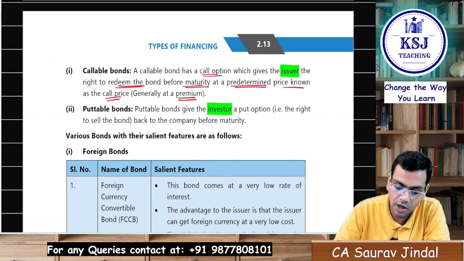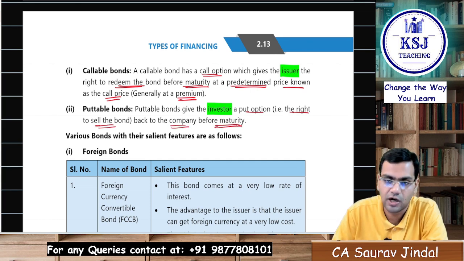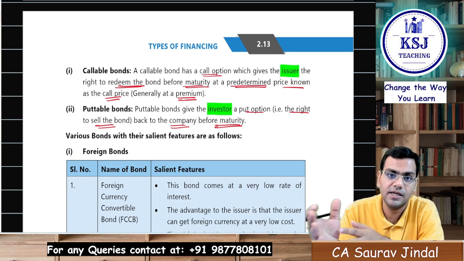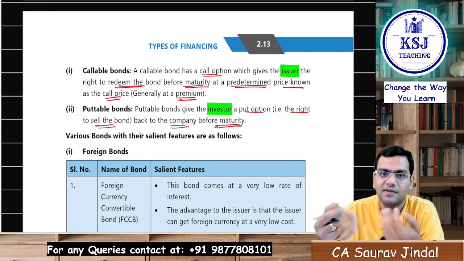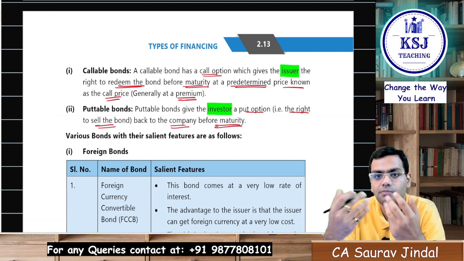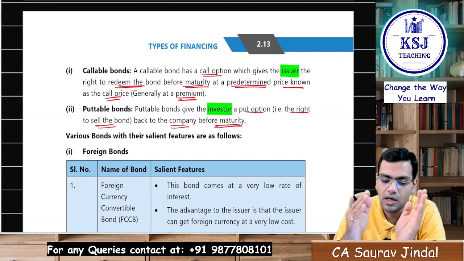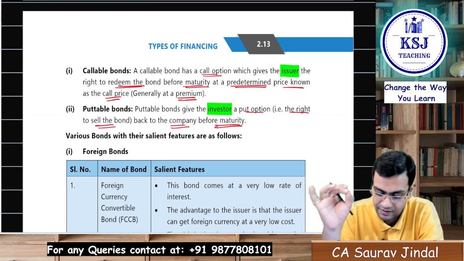Has a put option, that is the right to sell the bond back to the company before maturity. Now I have purchased the bond of a company which is for 10 years, and after 7 years, sir, I want to sell the bond, please give my money. So that is a puttable bond. Clear? So these are the two things, callable bond and the puttable bond. Callable bond is the option with the issuer, puttable bond is the option with the investor.